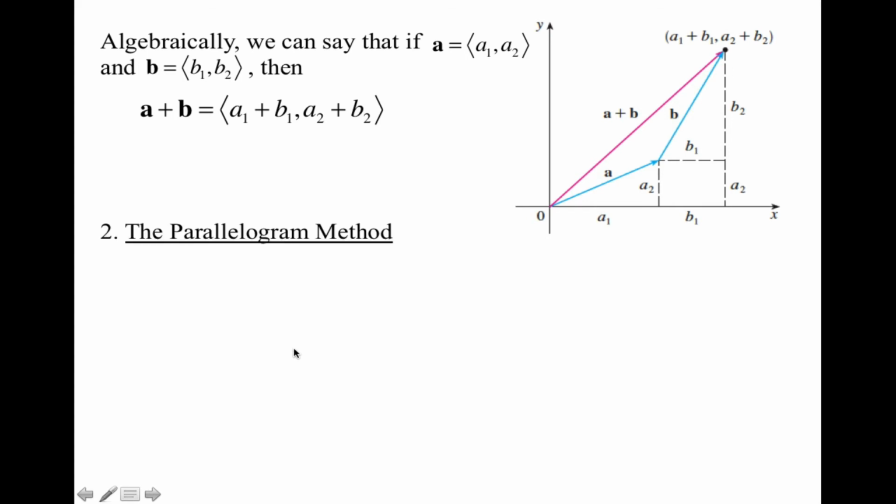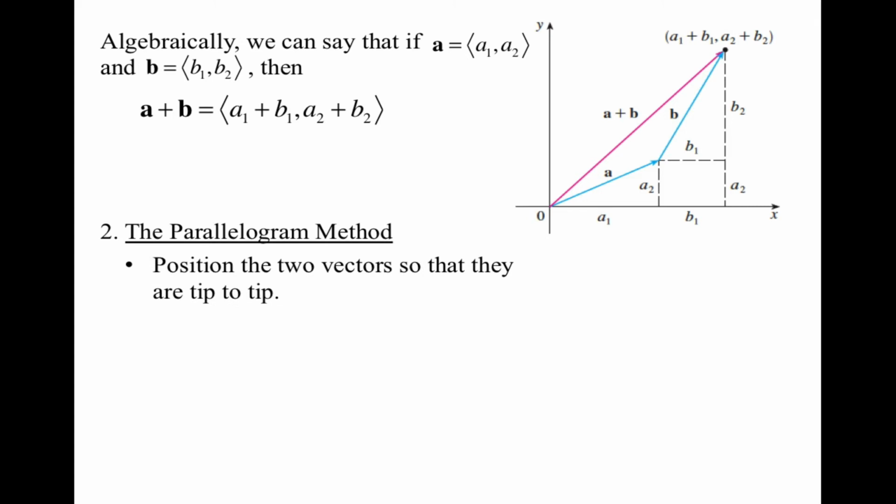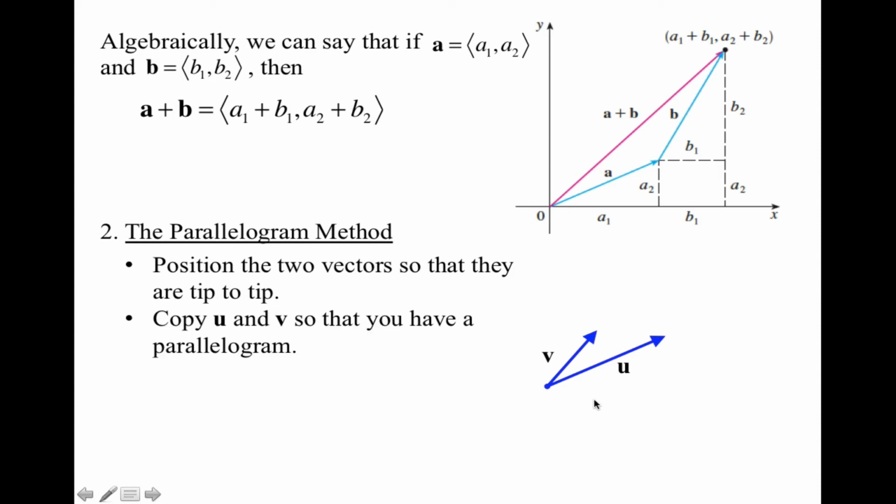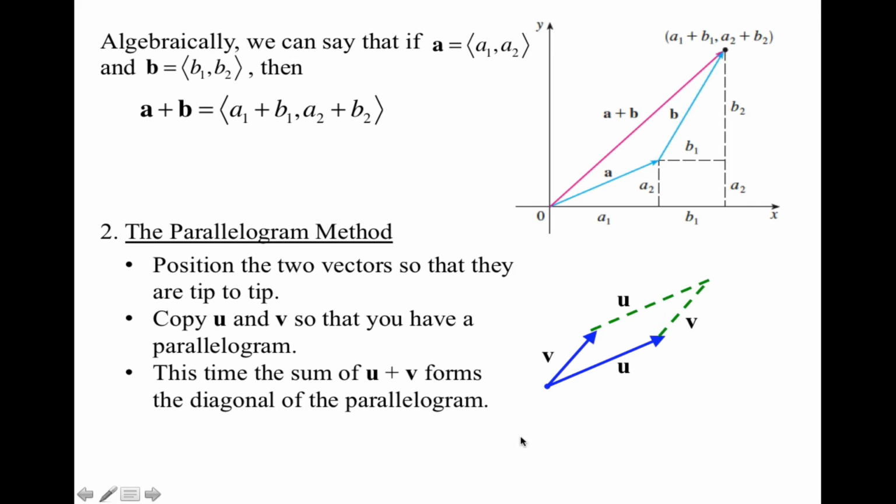Now, the parallelogram method is that we position the two vectors so that they are tail to tail, so it will look like this, without changing their magnitude or direction. Copy u and v so that you have a parallelogram. Notice how I copied u so it's parallel to itself, and I copied v so it's also parallel to itself. This time, the sum u plus v forms the diagonal of the parallelogram. So it would be the vector from this point to this point.